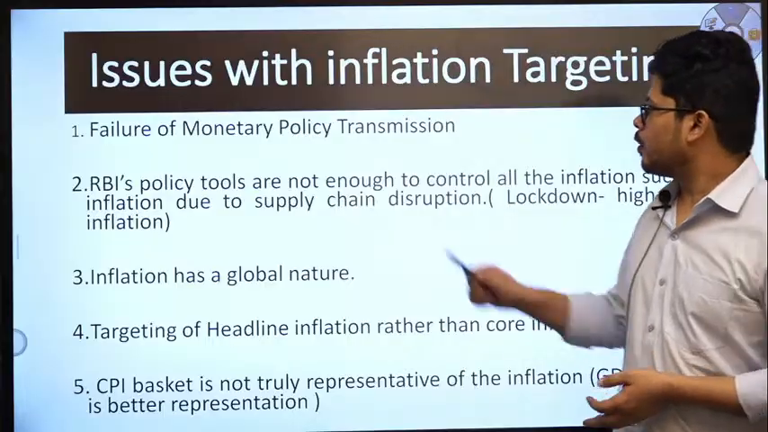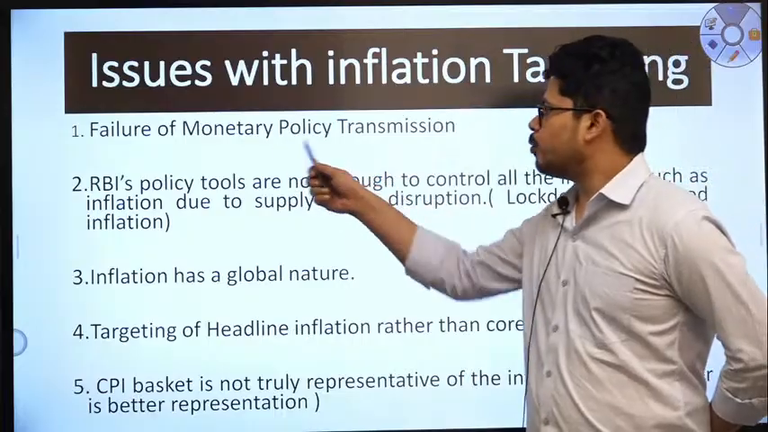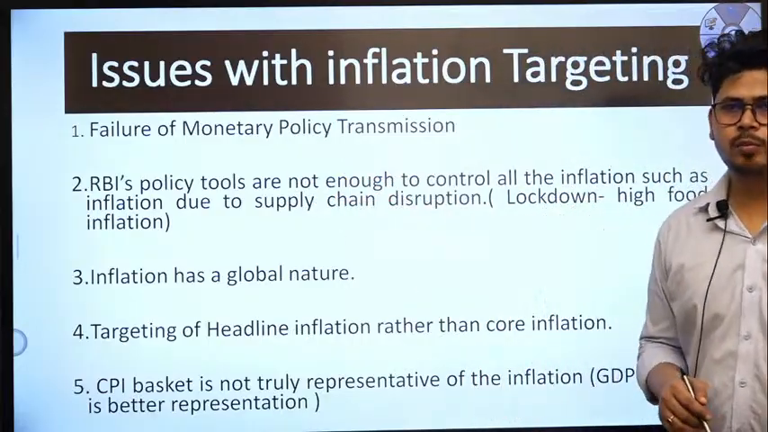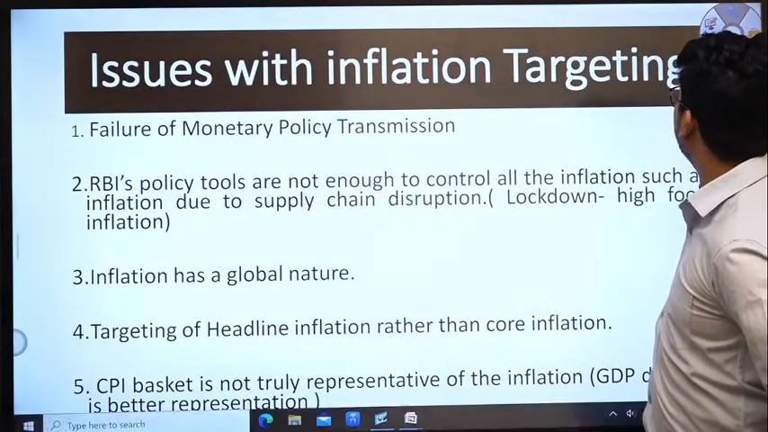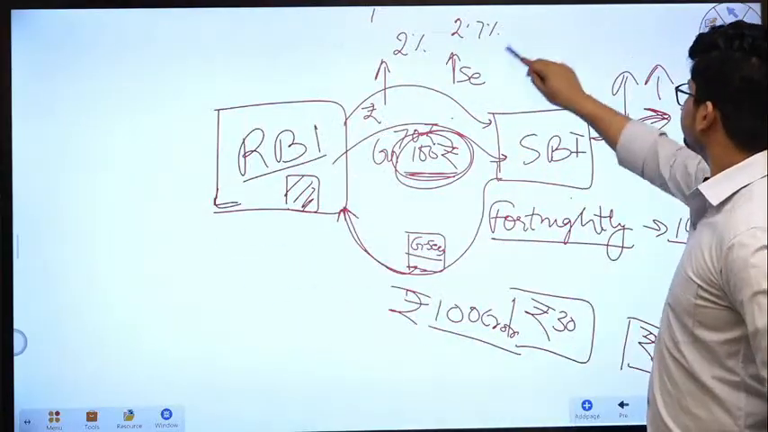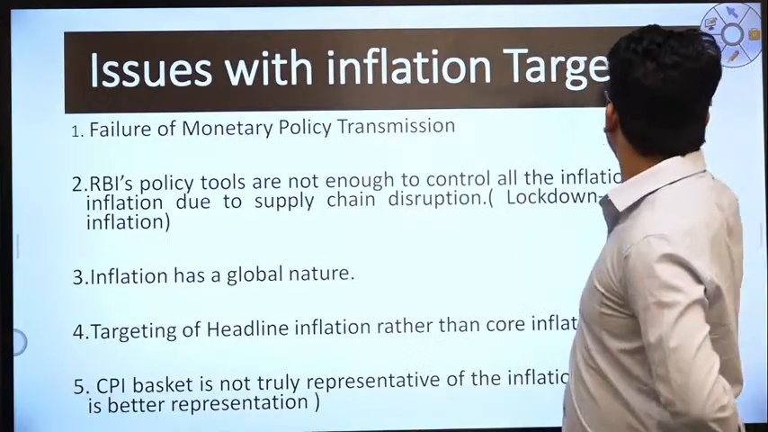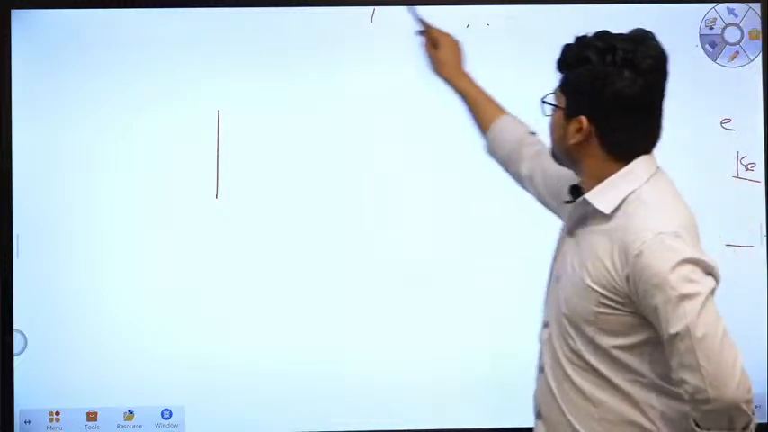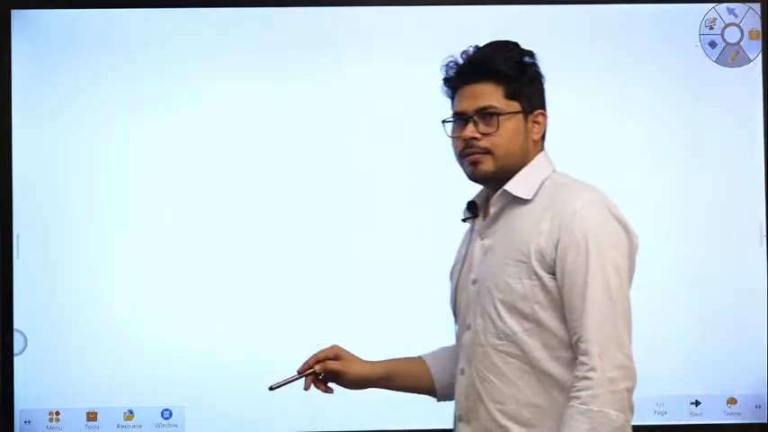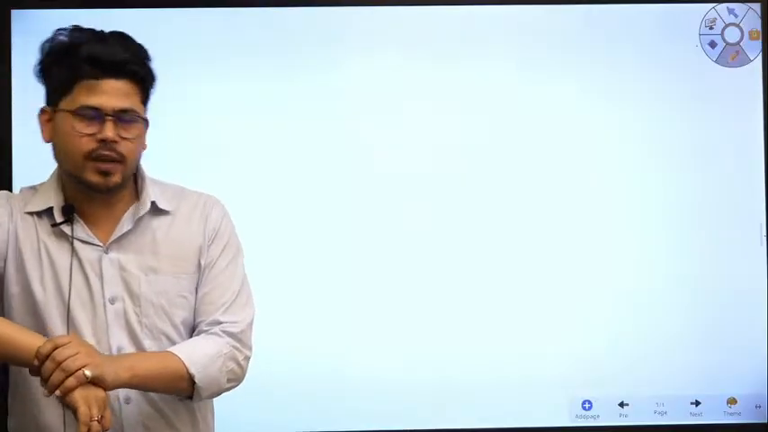Okay. Now what are the issues with inflation targeting? First one is failure of monetary policy transmission. Why is monetary policy transmission failing? This needs introspection. Now what is monetary policy transmission? Okay, why has the monetary policy transmission been failing?